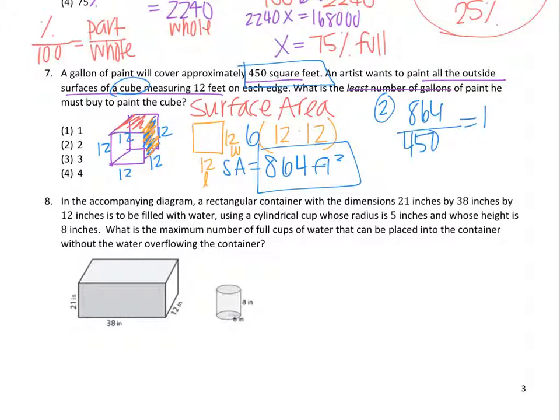This gives us 1.92. So we've seen a question like this before where we have to decide on how to round. Remember that we're trying to cover this entire surface, so if I purchase 1 gallon of paint, would that be enough to cover all of the surfaces of the cube? Hopefully you're saying no, which means that this time we have to round up, unlike the necklace problem where we had to round down.